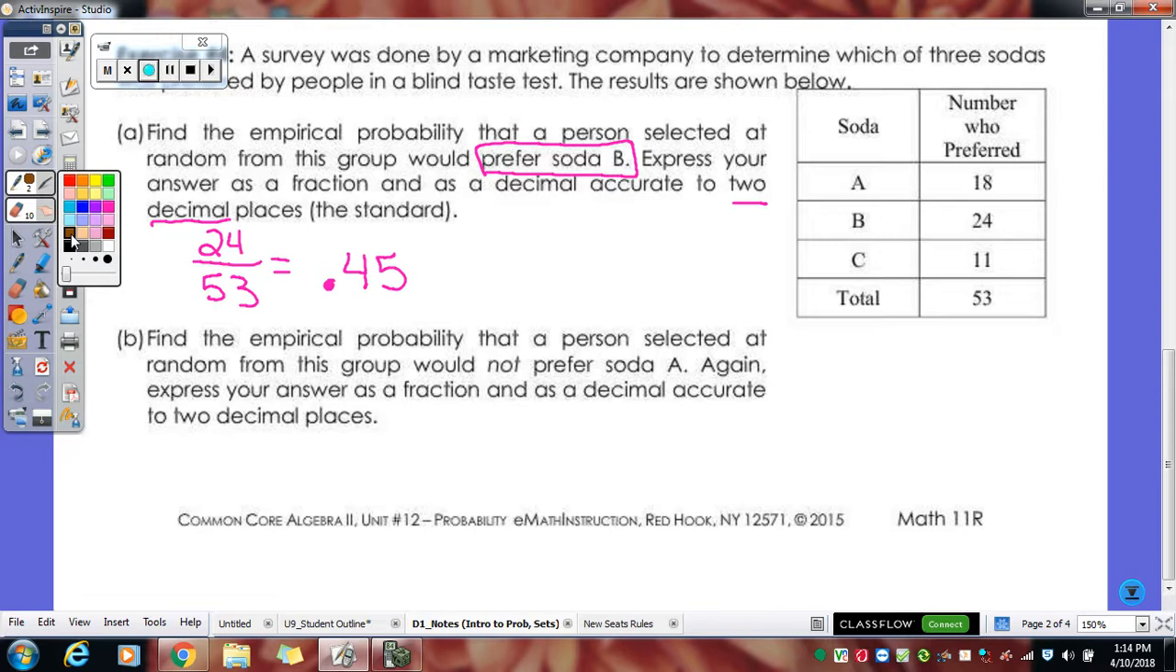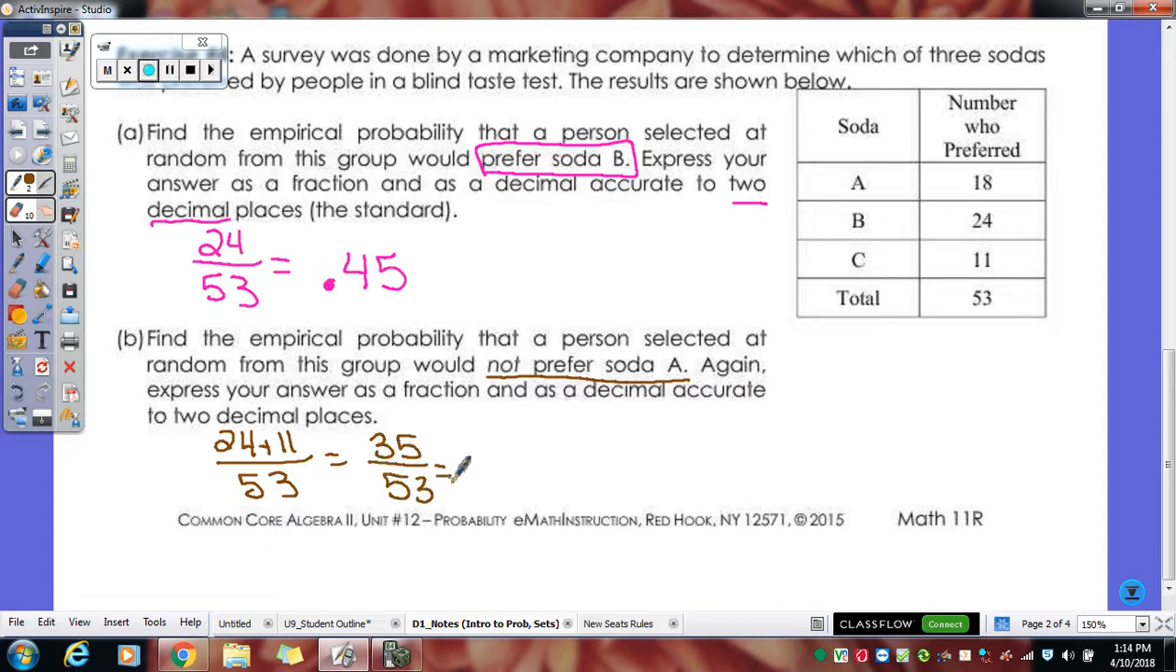All right, B, find the empirical probability that a person selected at random would not prefer soda A. So we add up B and C. So you would add up B plus C, still out of our total of 53. That would give us 35 out of 53, which would be 0.66.